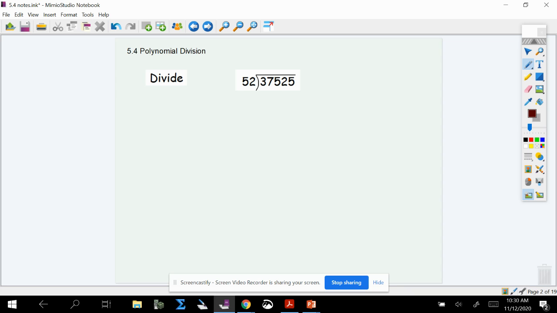We are moving to the second half of Chapter 5 now. So 5.1 to 5.3 went together with the quiz. Now we're going to do the same thing with 5.4 to 5.6, and that will be the second half of Chapter 5. So 5.4 is focusing on something called polynomial division.